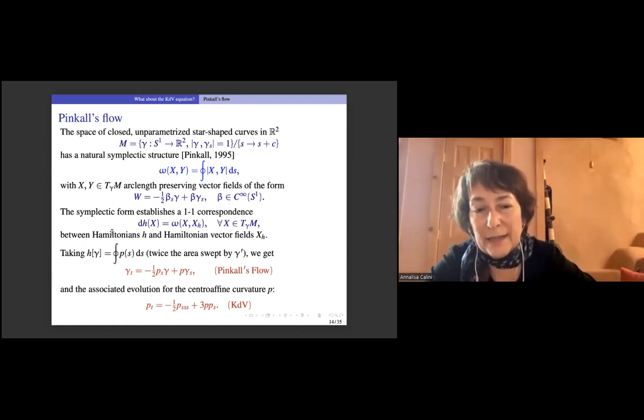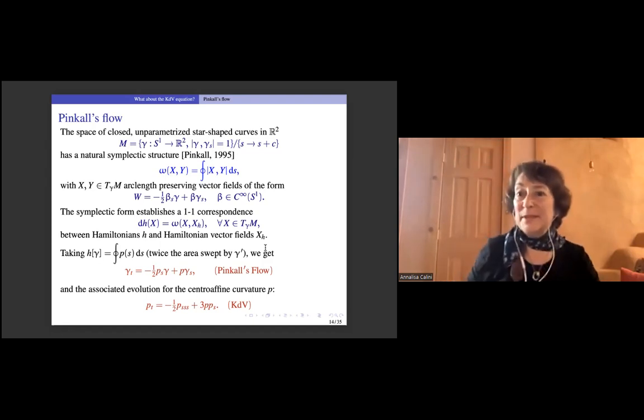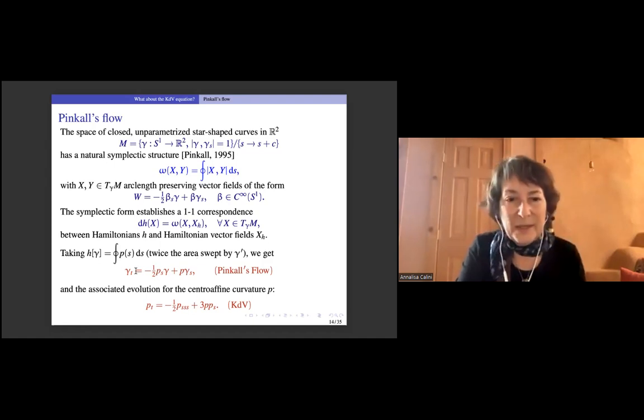And if you take as Hamiltonian the total curvature, the total centroaffine curvature, which by the way is actually 2 times the area swept by the tangent, you're going to get Pinkall's flow. It is very simple. The vector field is this linear combination of gamma sub s and gamma, with coefficients determined by the curvature and its derivative. But when you work out the corresponding evolution for p, for the curvature, that's KdV. So the KdV arises naturally in this setting.